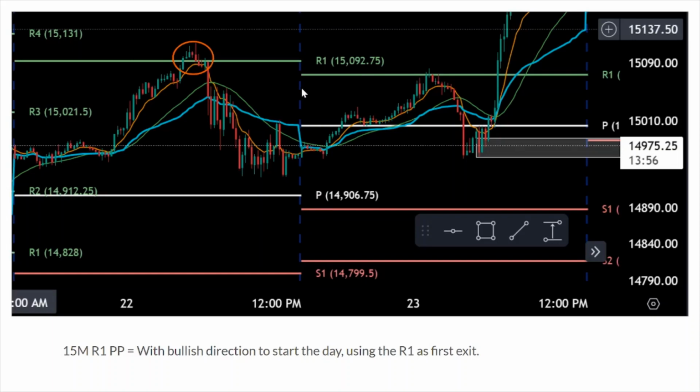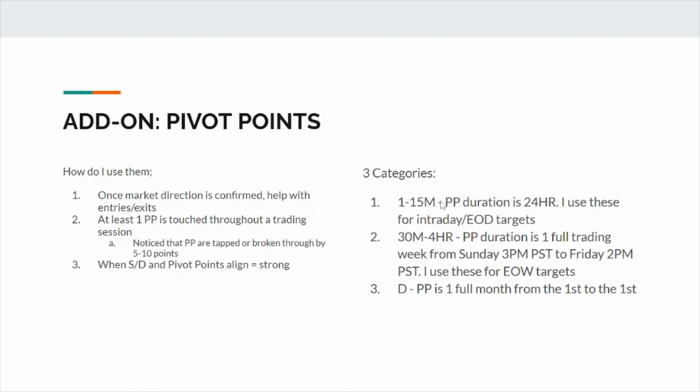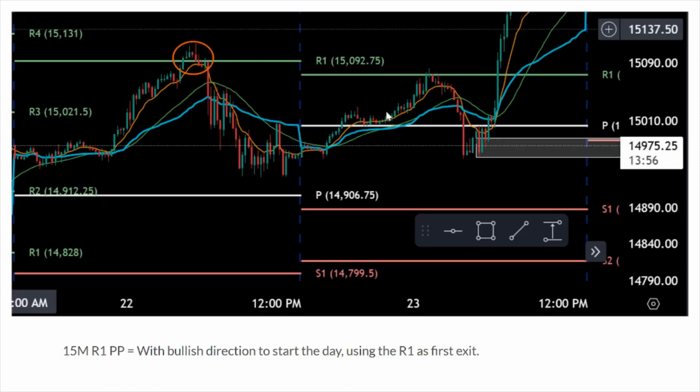And as you can tell with the 15-minute, as I just mentioned for category 1, the duration of pivot points is for a full 24 hours. So from market open, market close the following day. My first example is this orange circle right here.